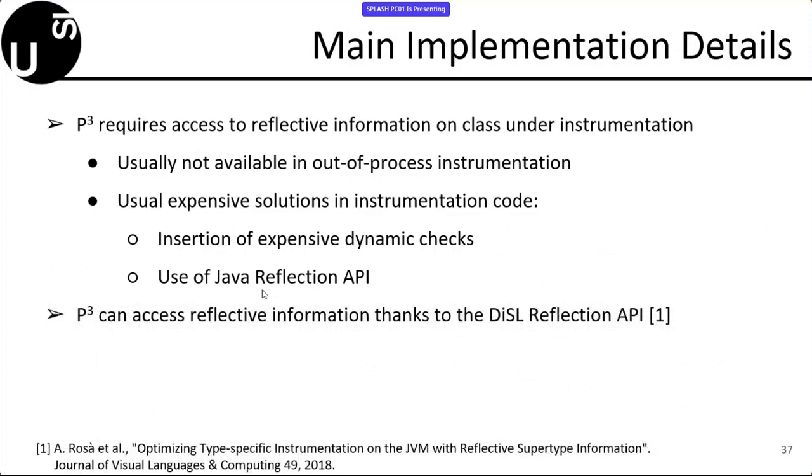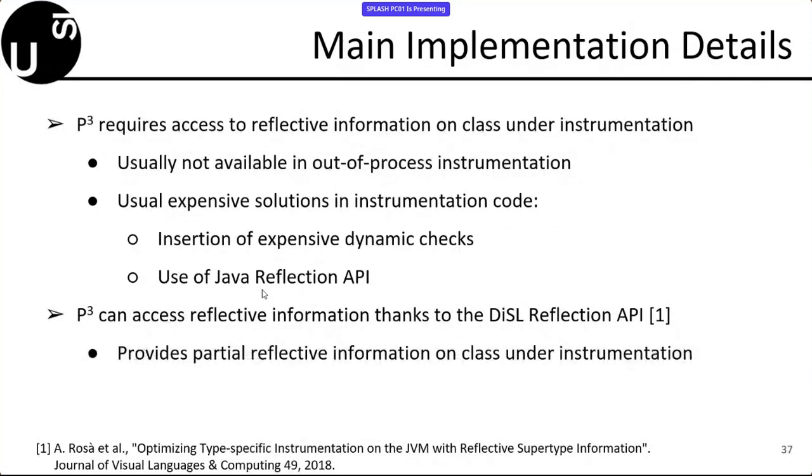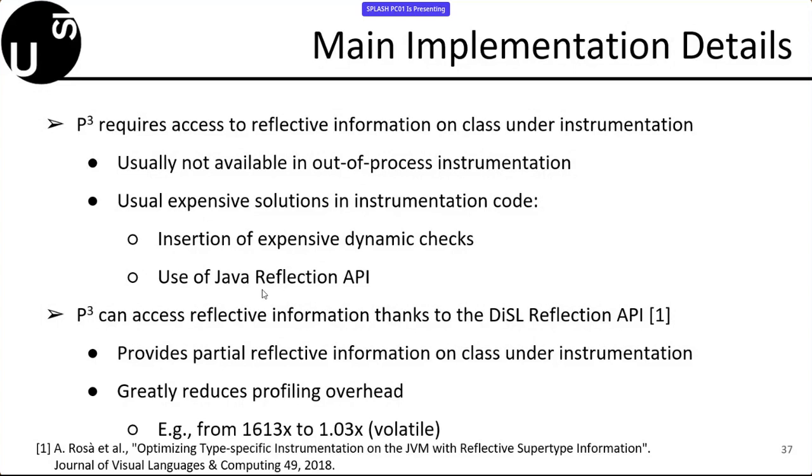P3 can instead access the reflective information thanks to the use of the Diesel reflection API, which provides partial reflective information on the class under instrumentation. And in practice, making use of this API greatly helps in reducing the profiling overhead. For example, for one module that is called volatile, the original profiling overhead without using this API was very high, above a factor of 1,600, but using the Diesel reflection API and adding access to reflective information in the instrumentation server, this overhead could be reduced to just a factor of 1.03.